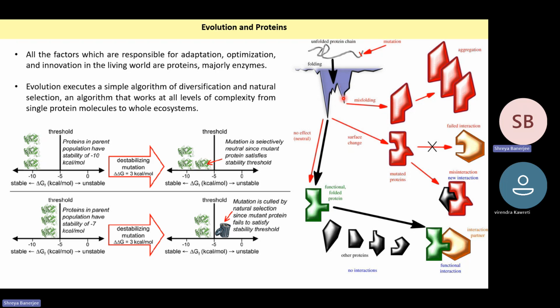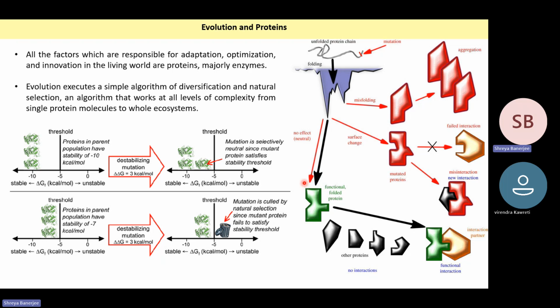Or there can be a change in the surface of the protein. So suppose the initial protein was able to bind with this ligand, but due to the mutation, the surface of the protein has changed, and now it is no longer able to bind to the native ligand. But sometimes what can happen is serendipitously, the new protein is able to bind to a new ligand. So this is called misinteraction, where a new interaction suddenly happens with the mutated protein. In these cases, often the mutated protein can have a completely different function compared to the original protein.